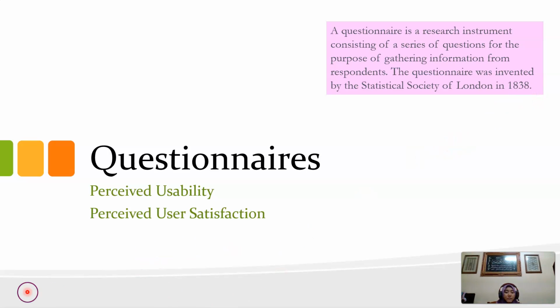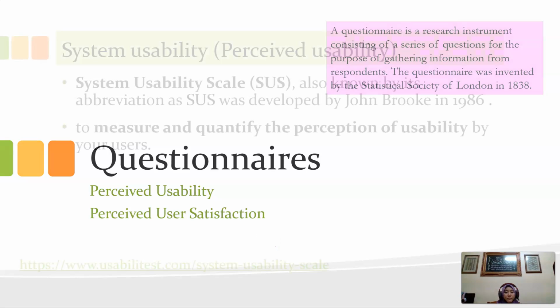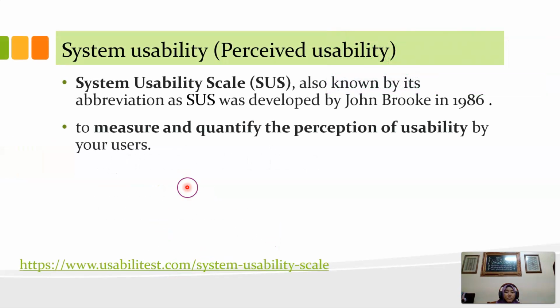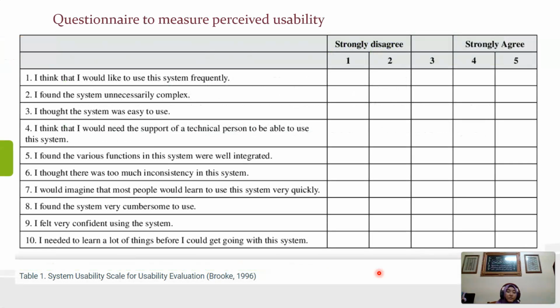So in our syllabus, for the questionnaires, we will look at the perceived usability and also perceived user satisfaction. So what is system usability? Basically, we have the System Usability Scale (SUS), developed by John Brooke in 1986, to measure and quantify the perception of usability by your user. You can click this link to look at the detail of it.